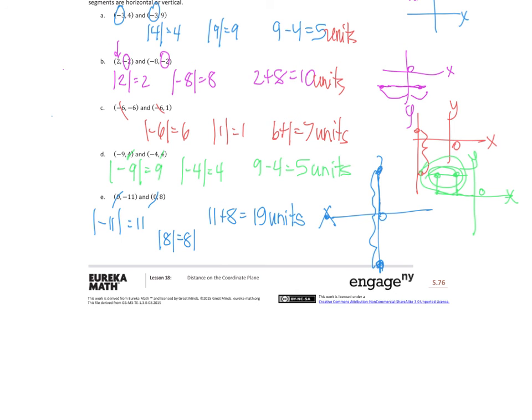Okay, this is just the classwork part. So you checked your answers, you're doing great, then you're ready to move on to the problem set and then do your exit ticket.